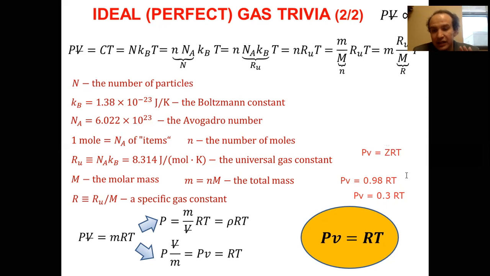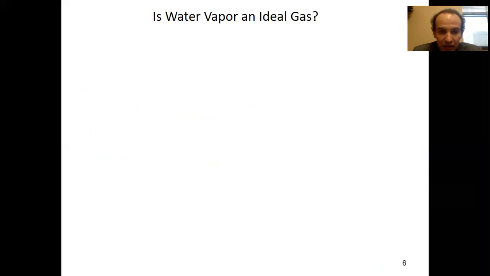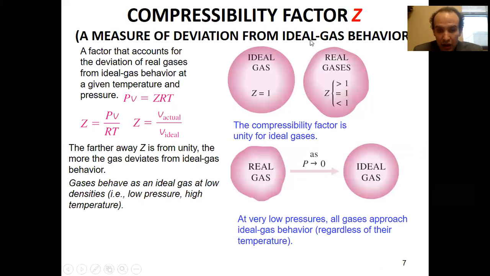Correct? Z is the compressibility factor. And what do we say? If that Z value is from 95% to 100%, it's an ideal gas. Otherwise, we say it's not an ideal gas. Remember, we discussed it. So what is Z? It's actually our actual volume divided by ideal volume.